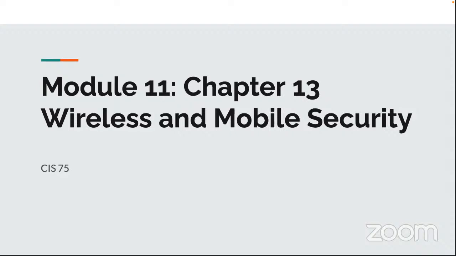Right. CIS 75, module number 11. Working our way through the book. Going to get through chapter 13, which covers wireless and some mobile security.